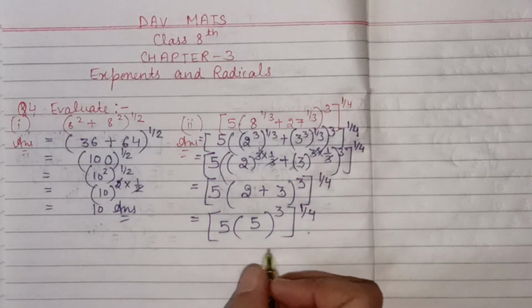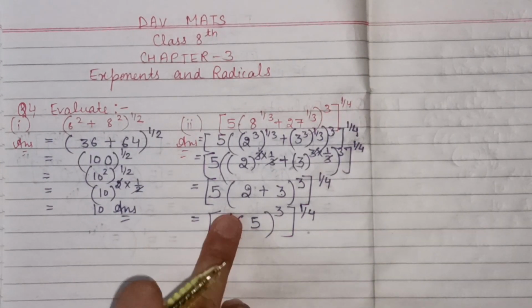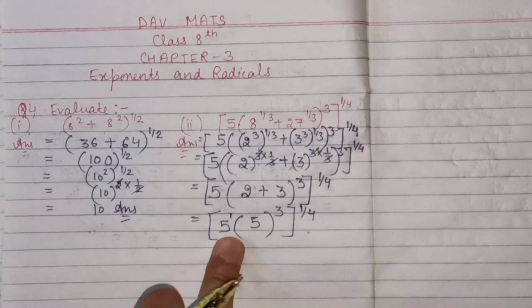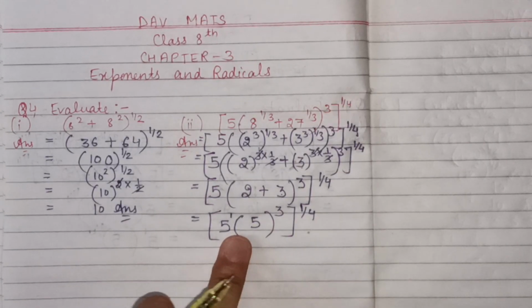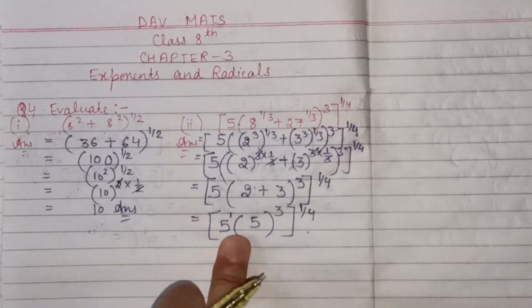Here the power of this 5 is 1. So 5 raised to power 1, then in the bracket 5 raised to power 3. Here, when we remove the bracket, I write multiplication.